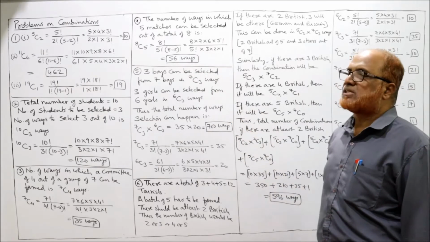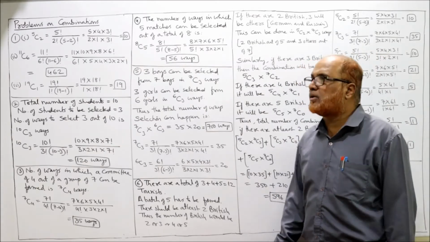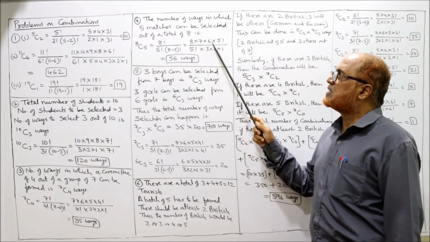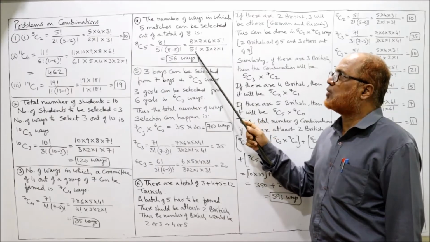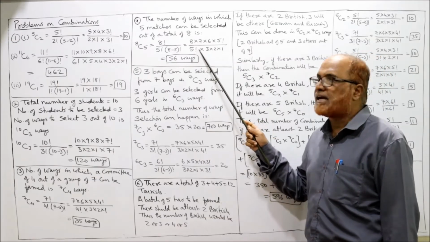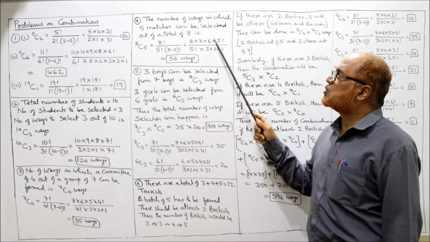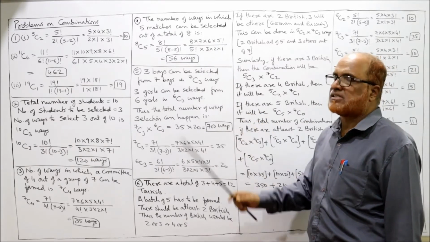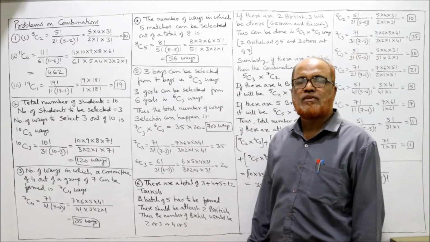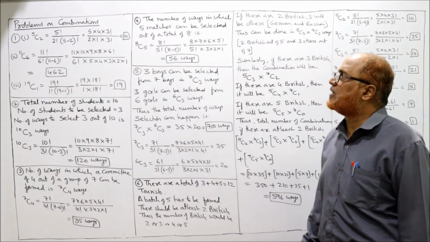So numerator also will stop at 5 factorial. 8 into 7 into 6 into 5 factorial. This 5 factorial, this 5 factorial will get cancelled. Now 3 into 2 into 1. 3 ones are 3, 3 twos are 6, 2 will get cancelled. 8 sevens are 56. 56 ways we can make 5 matches out of 8.